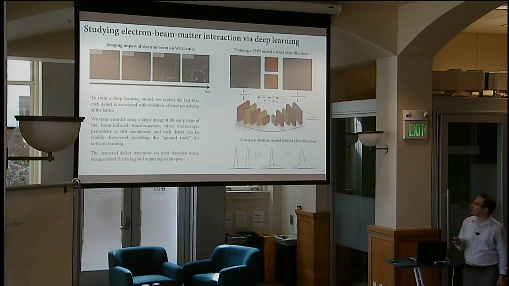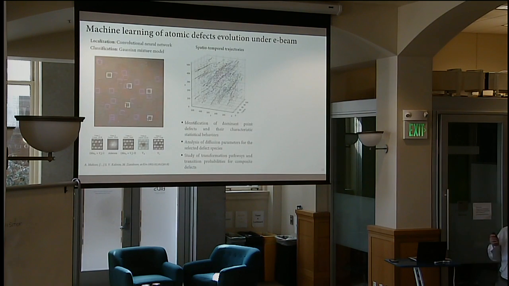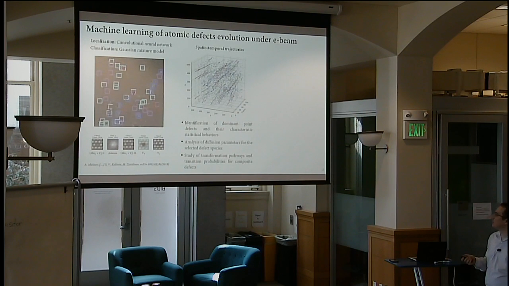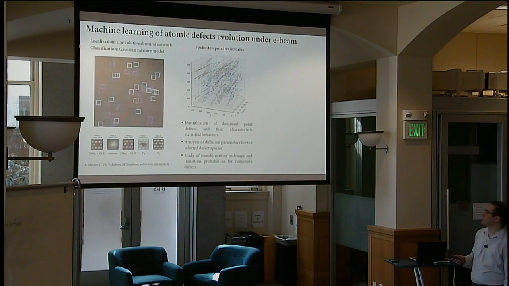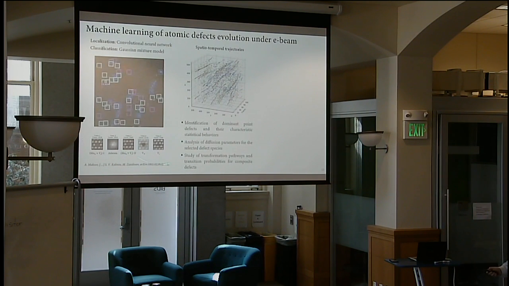So let me show you how it works. We trained it using just a single frame, and then we applied it to the rest of the movie. It was able to generalize well enough to find previously unseen defects in the rest of the movie, and it is stable even with respect to formation of these larger defects. And then we performed classification using Gaussian mixture model. So we unmixed them into the physically meaningful components, like 2 different types of vacancies, substitutional dopant, adatom, and so on. And then we reconstructed these trajectories.